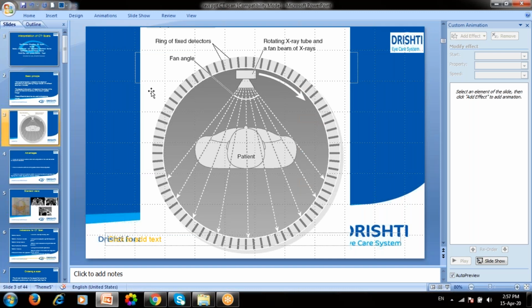So any more questions? Yes, sir, there is another question. What is the difference between the CT and MRI? Kapil, not clear, once again. What is the difference between the CT scan and MRI? I'm not able to understand your voice. There is so much echo. Okay, sir. What is the difference between the CT and MRI?